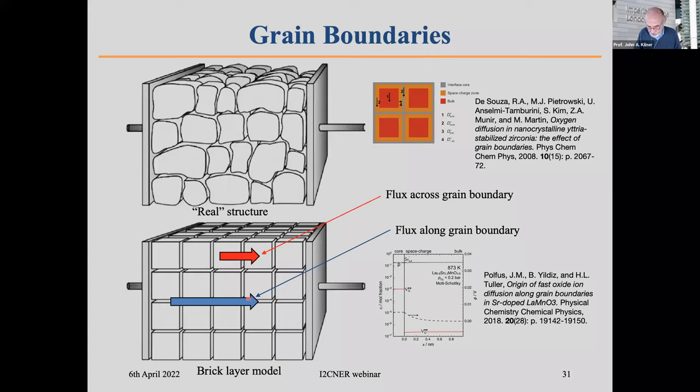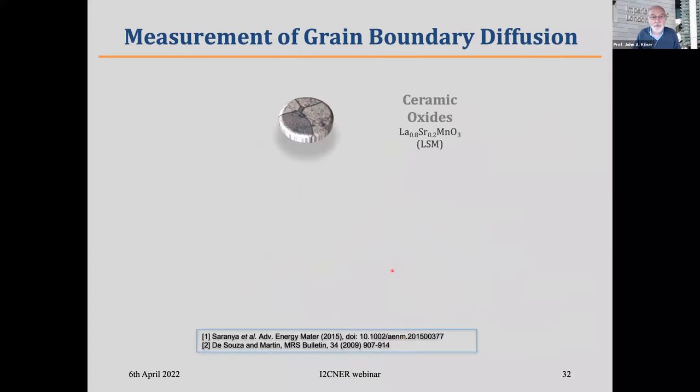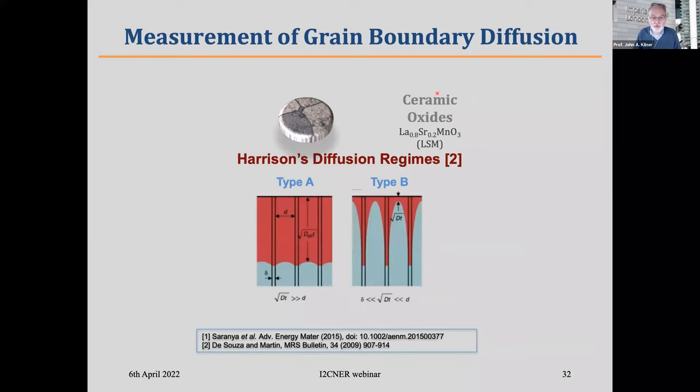This is much less of a problem with the perovskite materials because, as I said before, they're able to easily accommodate a lot of cations, and so impurity segregation is much reduced. Now, I just want to explain a little bit about the measurement of grain boundary diffusion by oxygen diffusion processes.